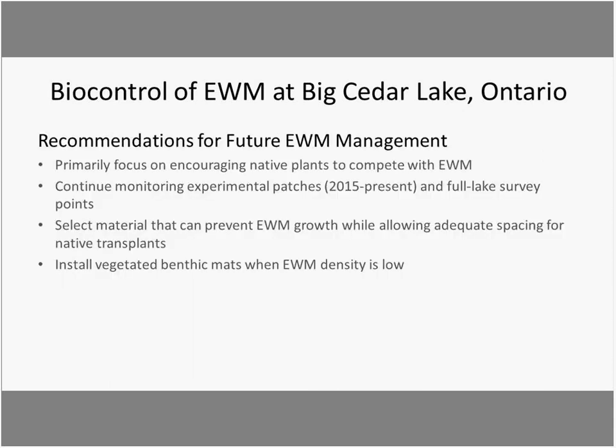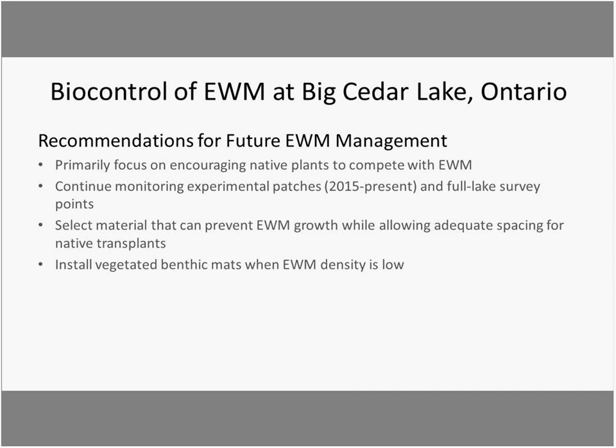On our recommendations for future milfoil management at Big Cedar Lake, we definitely suggest focusing on encouraging those native plants to compete with milfoil. Also, continued monitoring of our experimental patches from 2015 and on is important in terms of confirming our speculations, and then going back and doing another full lake survey of all of those points. We just did the first one at the end of this summer, and doing another one would be great. It would help make predictions about where milfoil might colonize again around the lake and where it's most dense.